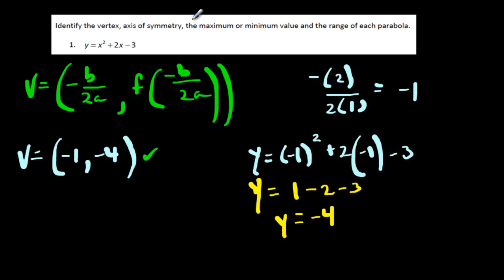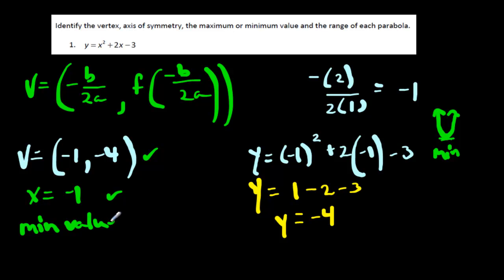Now they want to know the axis of symmetry. Well, the axis of symmetry is always x equals the x value of the vertex. So it's x equals negative 1. Max or min value? Well, a is positive, so it opens up. If the parabola opens up, it's going to have a minimum value since it bottoms out. So the minimum value is going to be whatever k is. It's always going to be k.